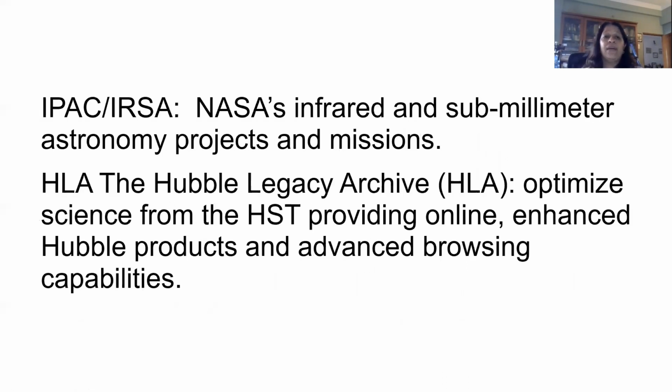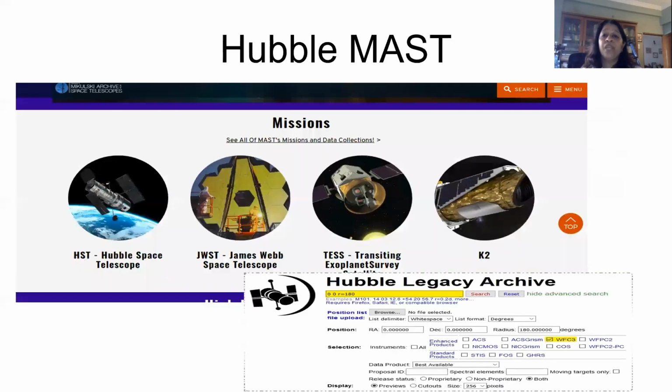There's also IPAC IRSA, which is NASA's infrared and sub-millimeter astronomy database. And we're going to have a talk on the 29th of August by Louisa Rebull, who works at IPAC IRSA. She's going to tell us much more about the IPAC IRSA database. There is the Hubble Legacy Archive, which optimizes science from HST, providing enhanced Hubble products and browsing capabilities. So there are various data places.